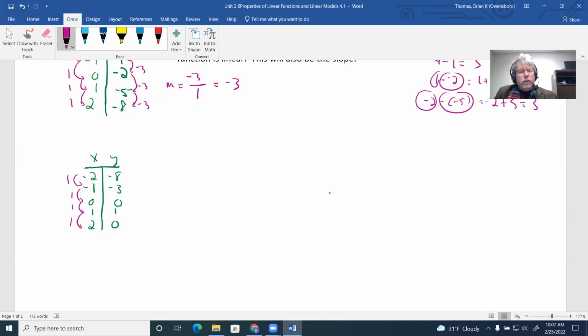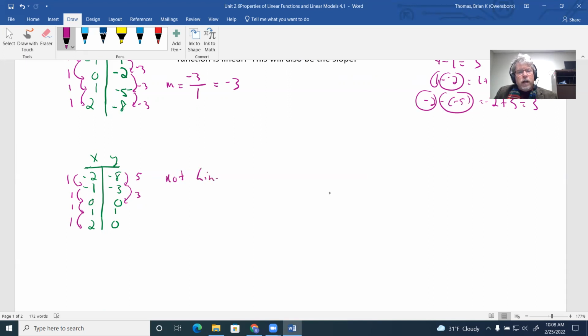What has to also happen is there's got to be this constant change in the y's. So from a -8 to a -3, that would be an increase of 5. A -3 to a 0, that would be an increase of 3. This is not going to be a constant change. So this does not represent a linear function.